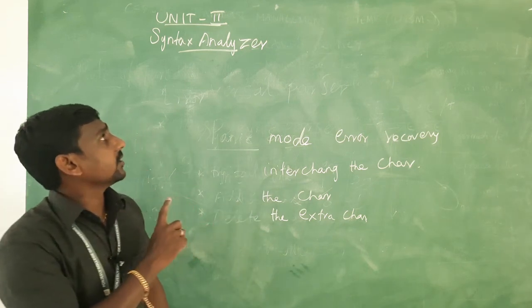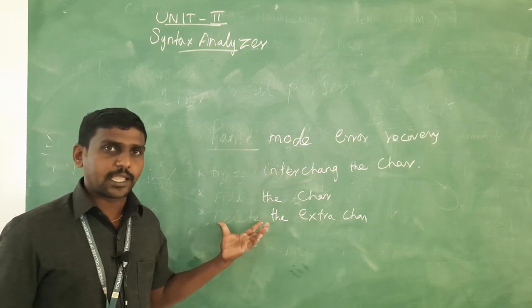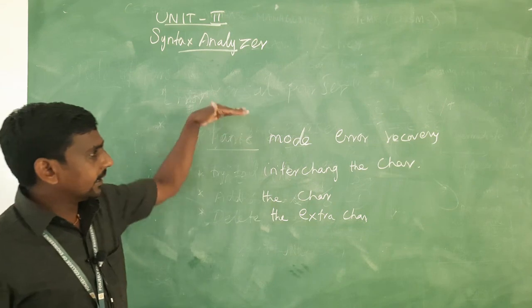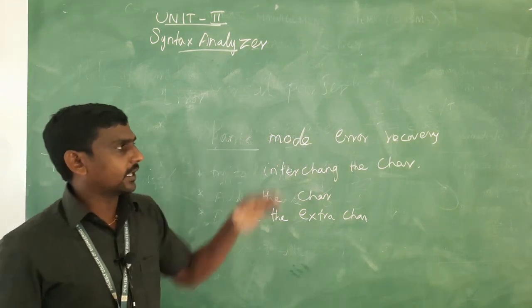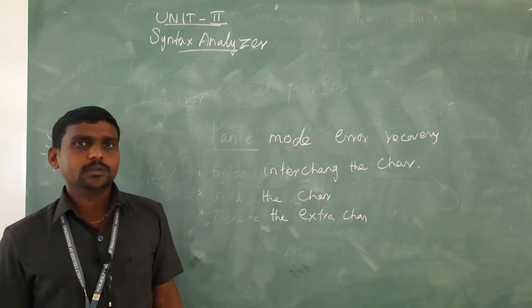In this question, if they ask the role of parser, you draw the diagram and explain it, then explain the types of parser, then errors, then panic mode error recovery. This is a very important 13-mark question in our second unit. Okay. Thank you.